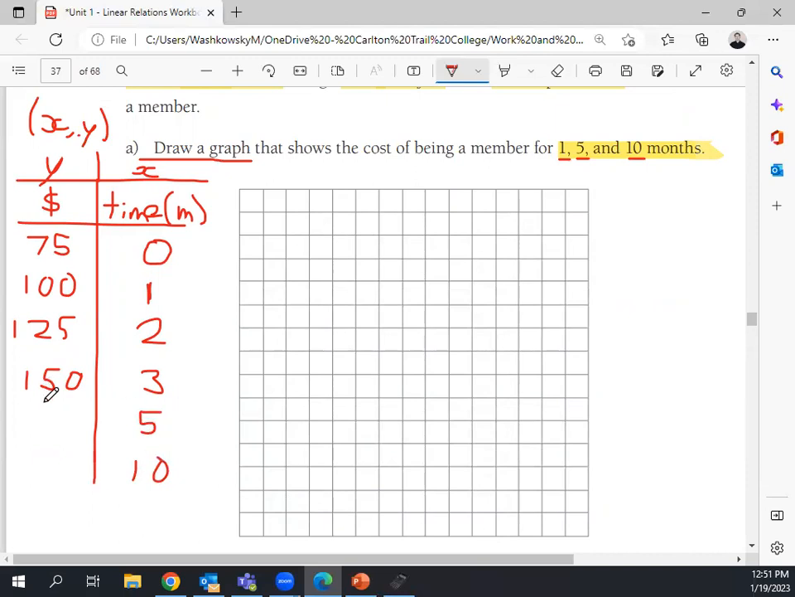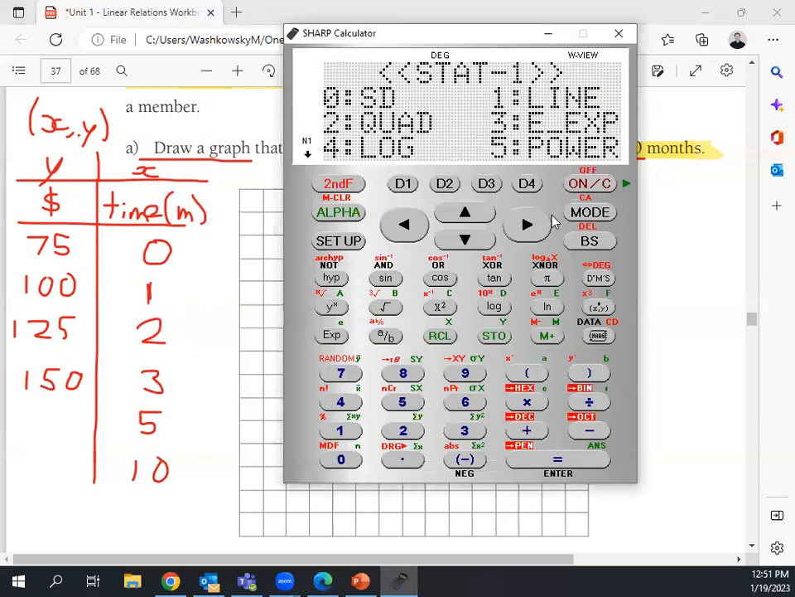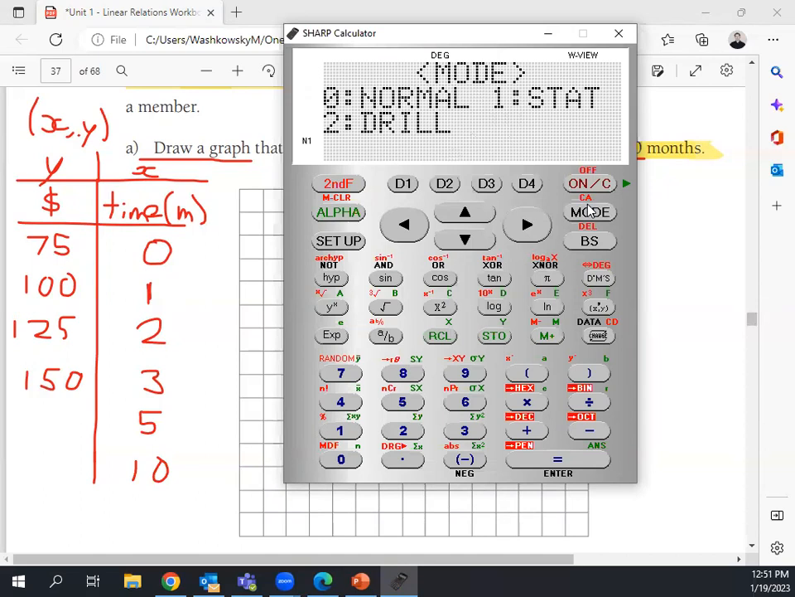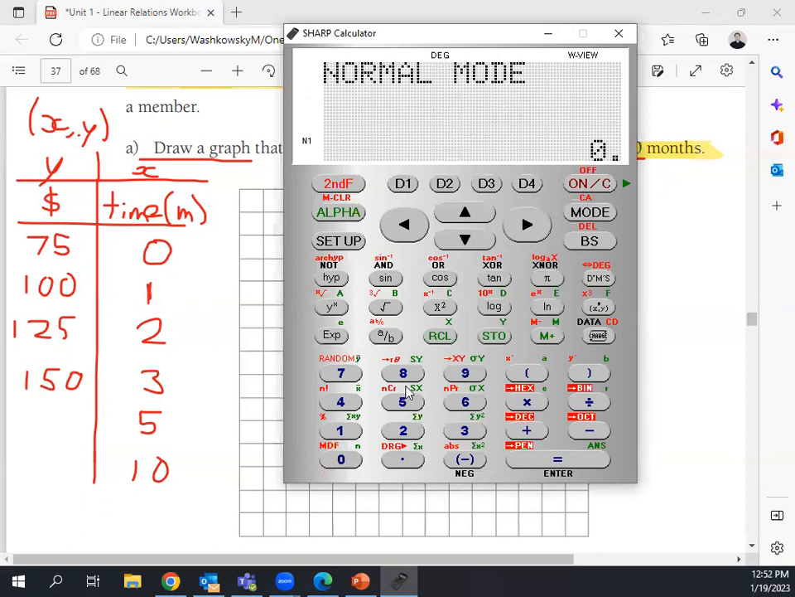So how do I figure out how much it's going to cost after 5 months? Not 75, because remember, 75 is how much it costs us to join. So it's 25 times. Oh, sorry guys, for your calculators, to go back, you want to just press mode and go to normal in case you're using your calculator.